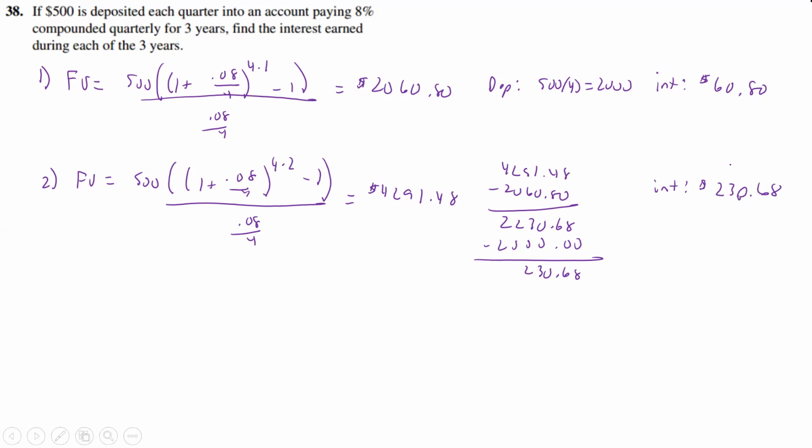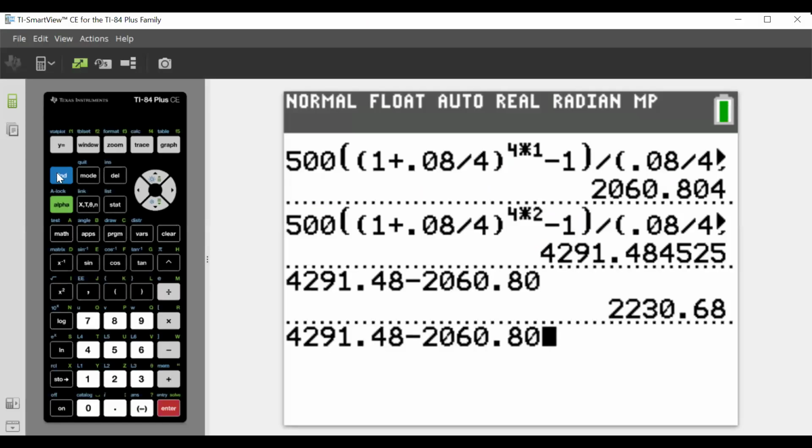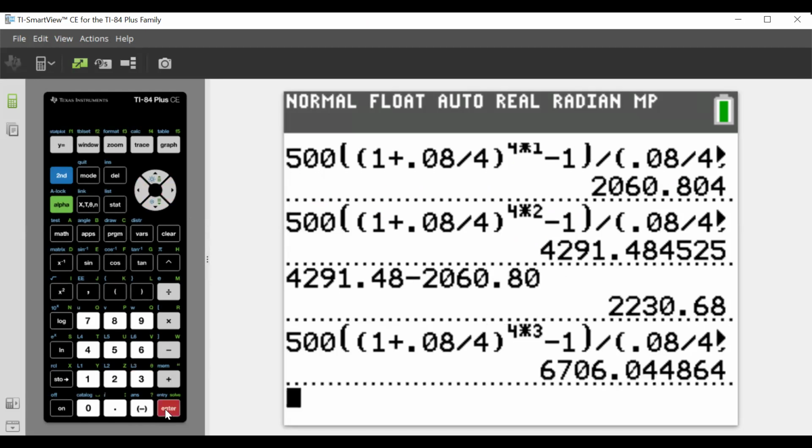Okay, now we're going to do a similar thing for year 3. And so future value is equal to 500 times 1 plus 0.08 divided by 4 to the 4 times 3 minus 1, all over 0.08 divided by 4. And so that's going to be, let's go back to our calculation. Second enter, second enter. So now we're at this one. Now we can plug in a 3. And so now it's 6,706.